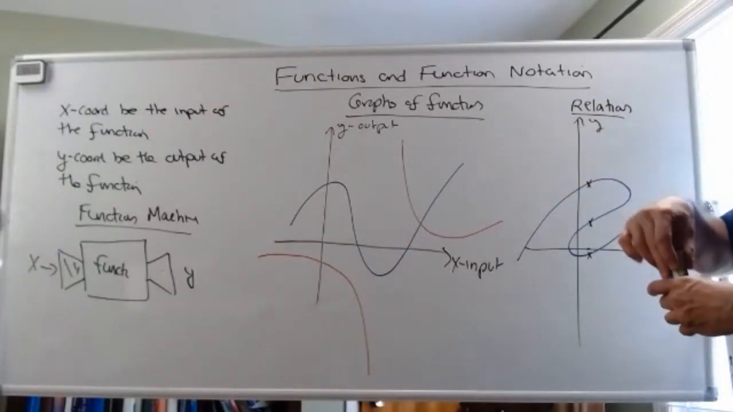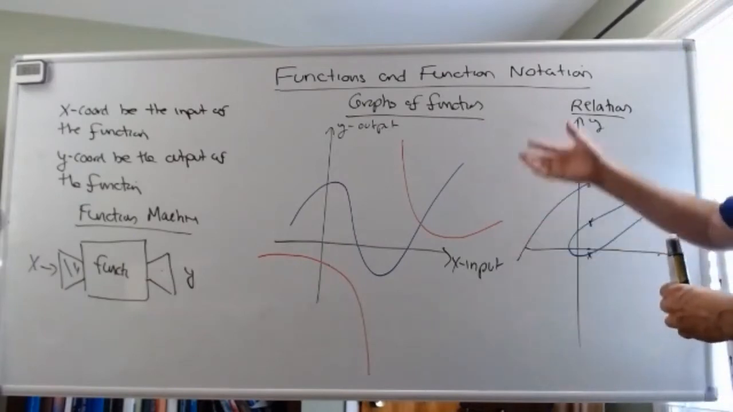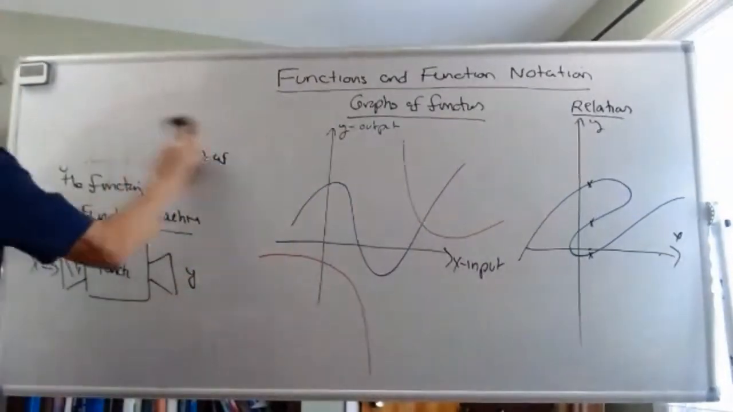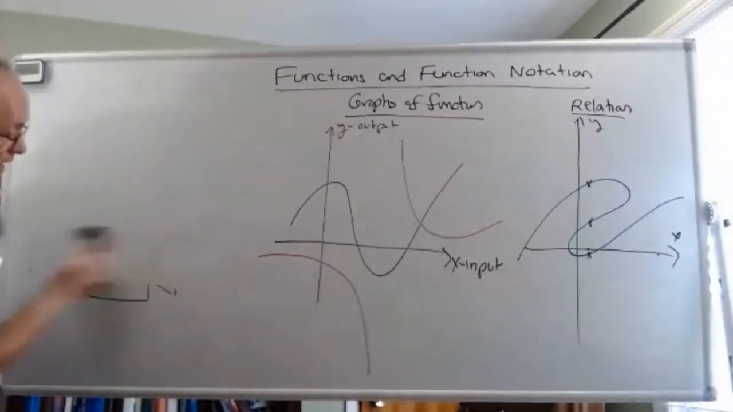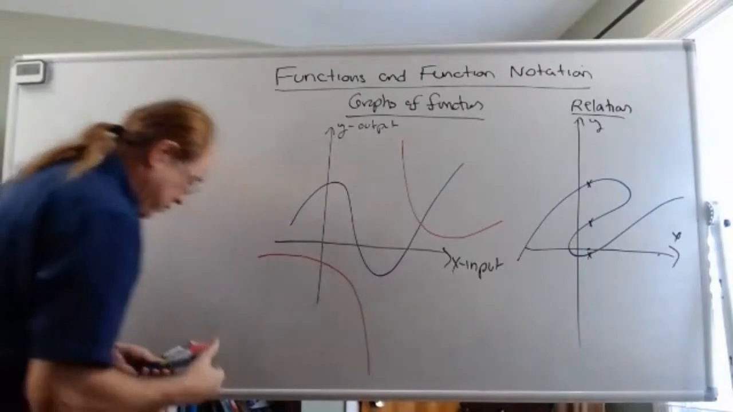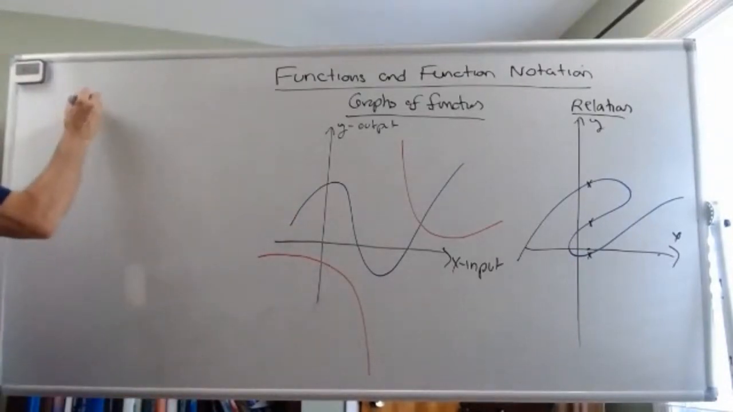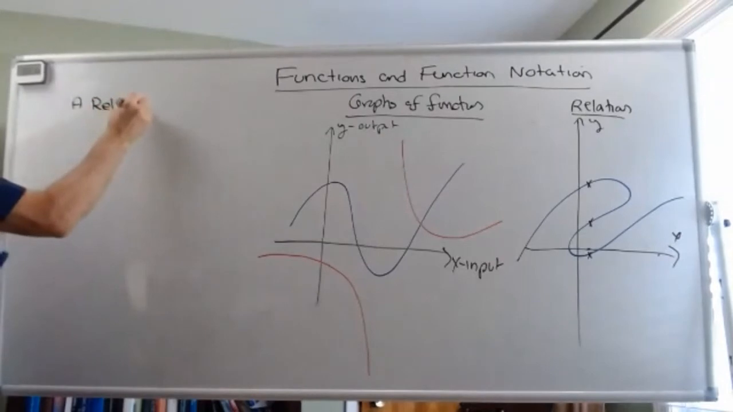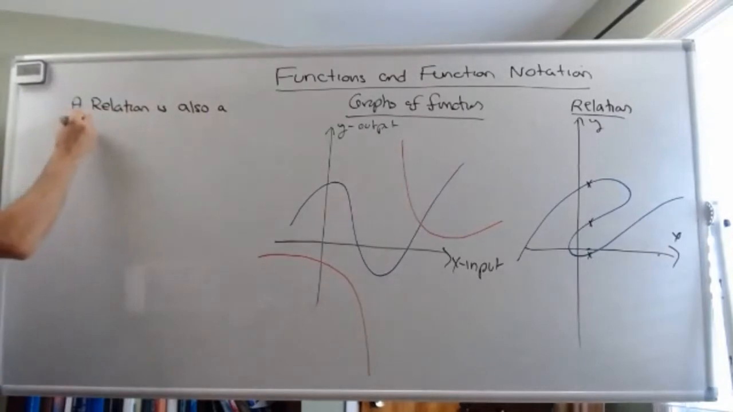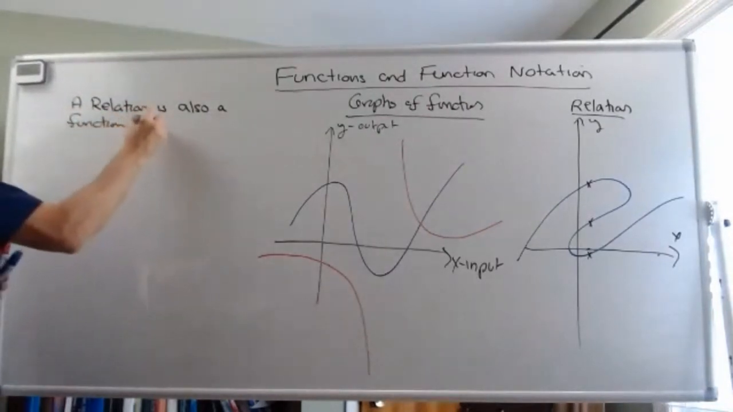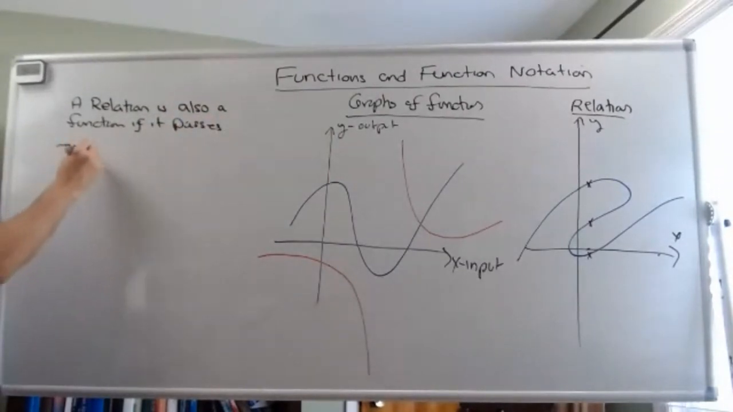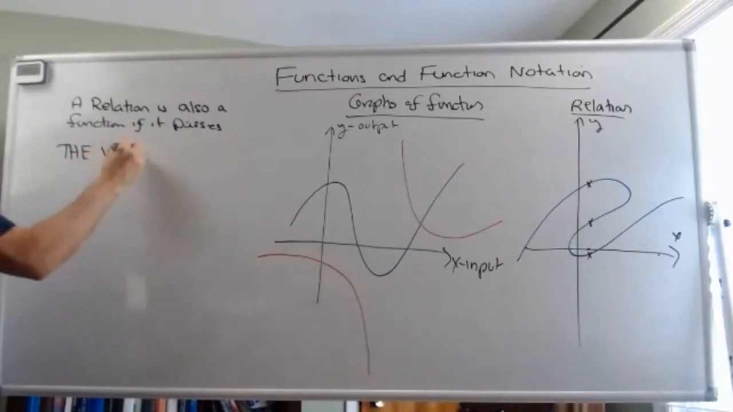This gives us a very simple geometric way of identifying functions from their graph, and we call that the vertical line test. So a function or a relation is a function if it passes what we call the vertical line test. So a relation is also a function if it passes something called the vertical line test, and I'll explain what that is.